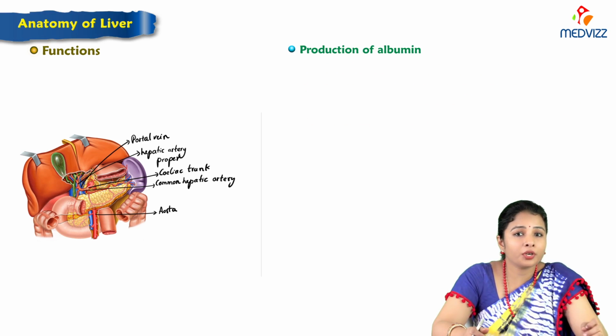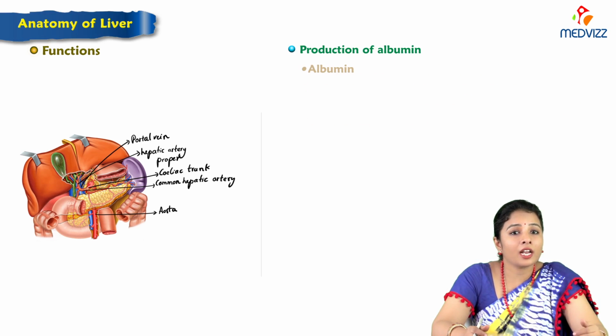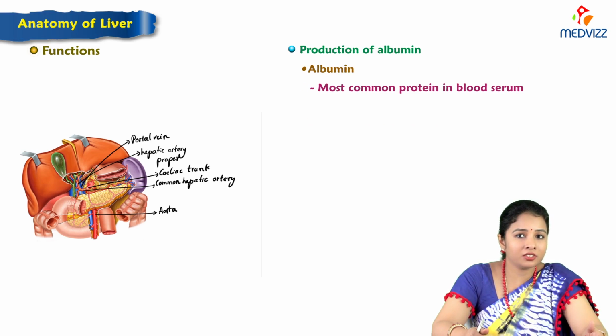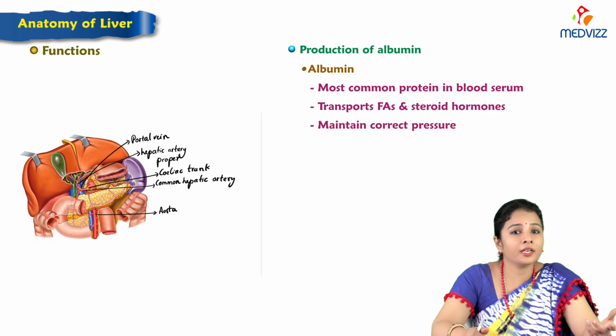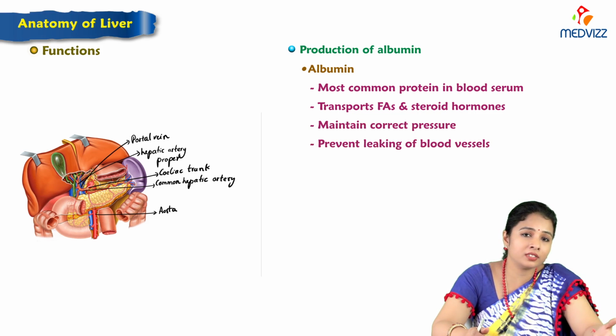Liver helps in the production of albumin. Albumin is a protein and is the most common protein in the bloodstream, and it transports fatty acids and steroid hormones to help maintain the correct pressure and prevent the leaking of blood vessels.